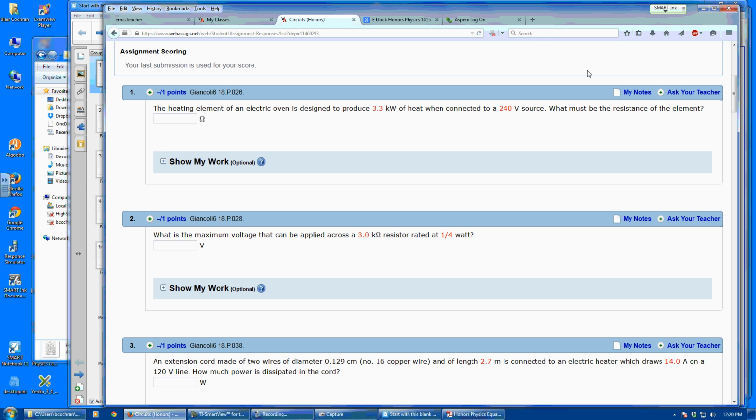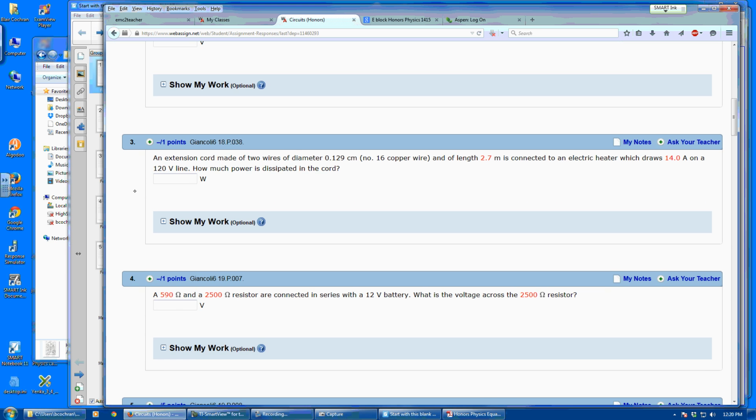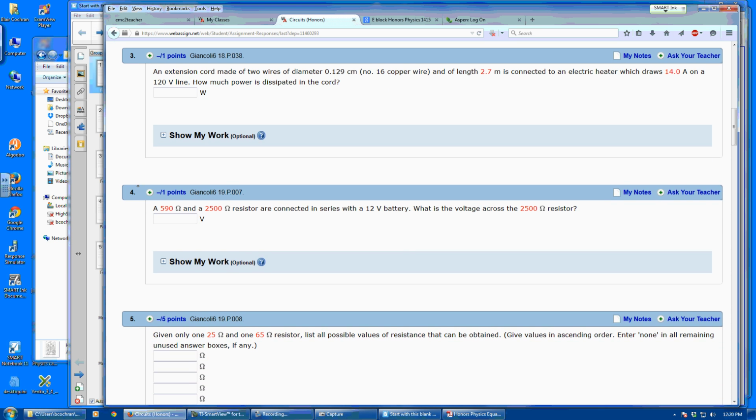Alright, so we're going to start with number 3 here, since that was asked for, where we have an extension cord made of 2 wires, and this length, and it's connected to an electrocutor which draws this much current on this line. How much power is dissipated in the cord? Alright, well, this one actually harkens back to an example problem we did after talking about voltage, current, and resistance, like back before we started the big packet.